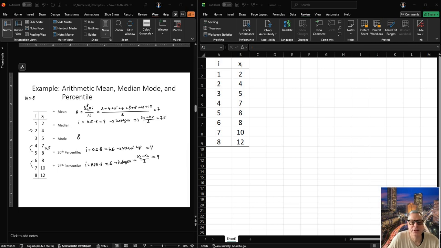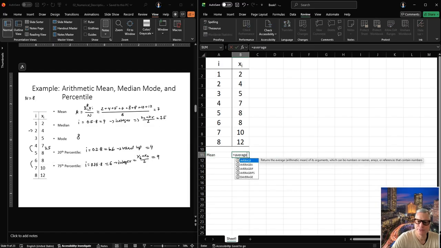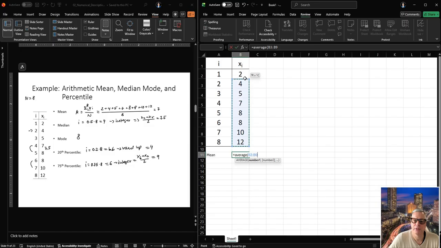Okay, so now let's double check what Excel gets. And let's learn some of the Excel formulas. So first, the mean is in Excel. Okay, so the mean, the formula is average. And then we have to read in the range, which I do with just highlighting with the mouse. Okay, so that's the same.